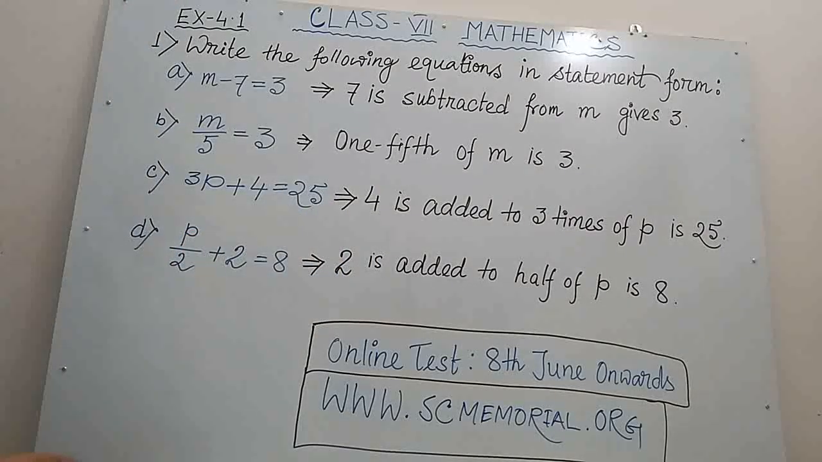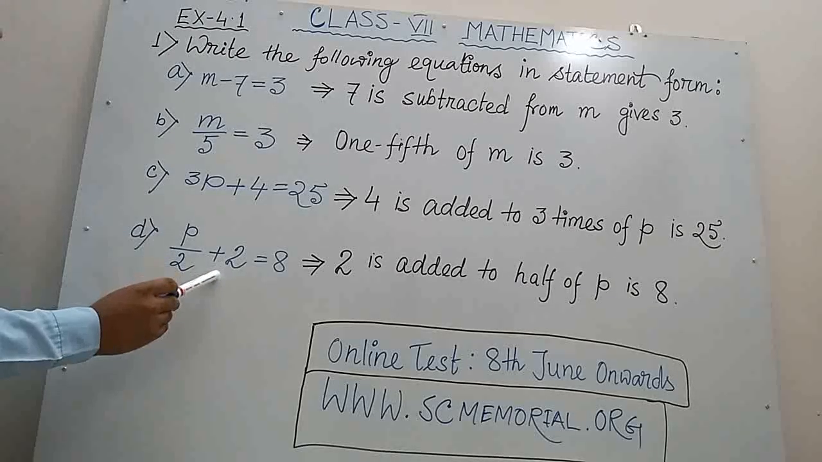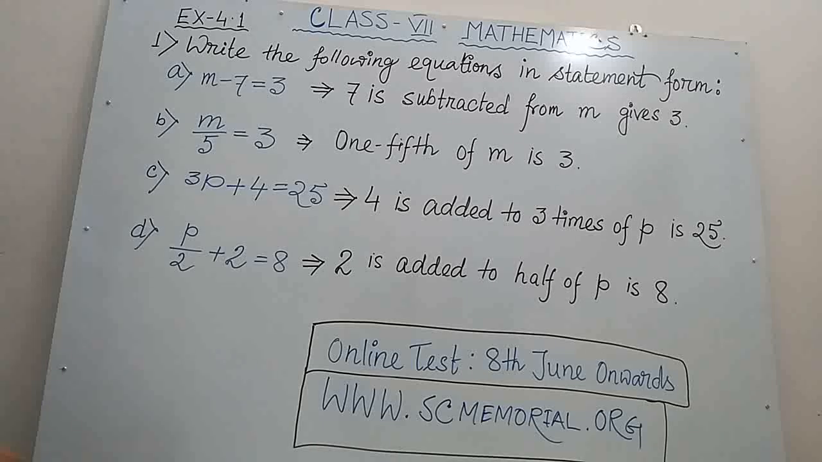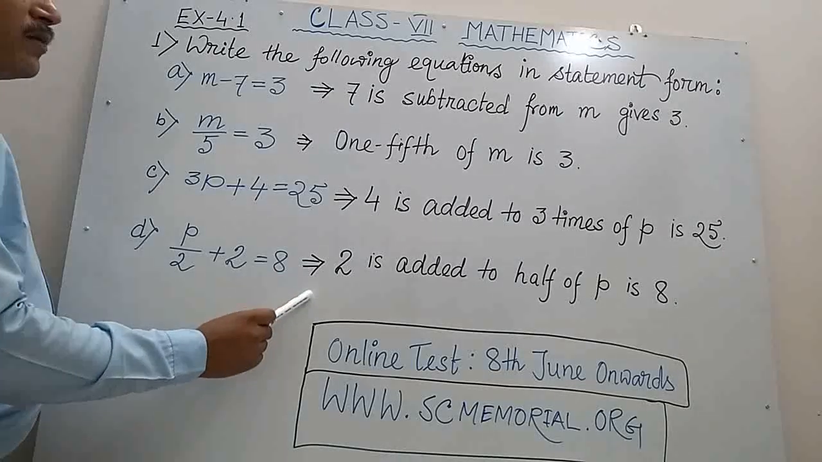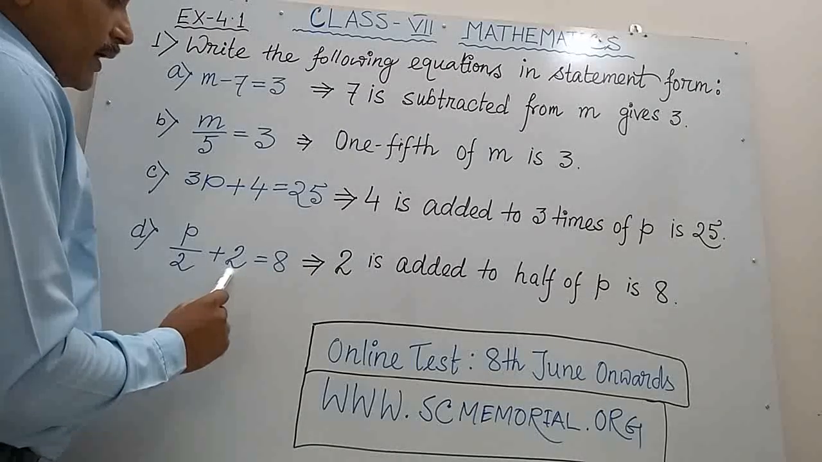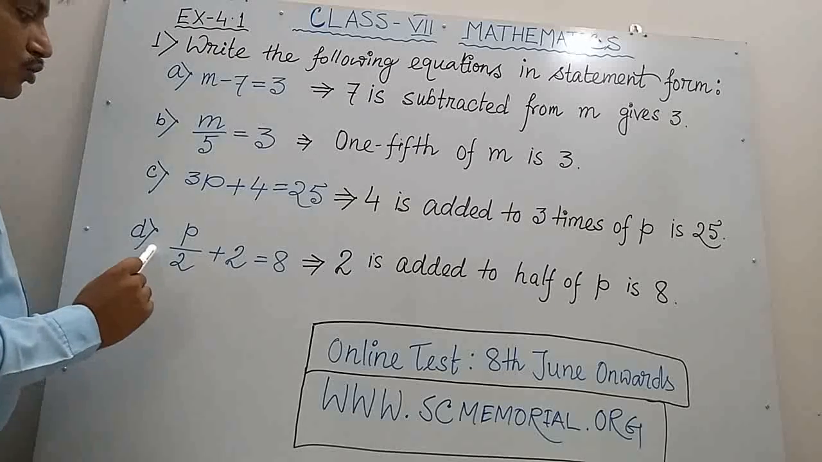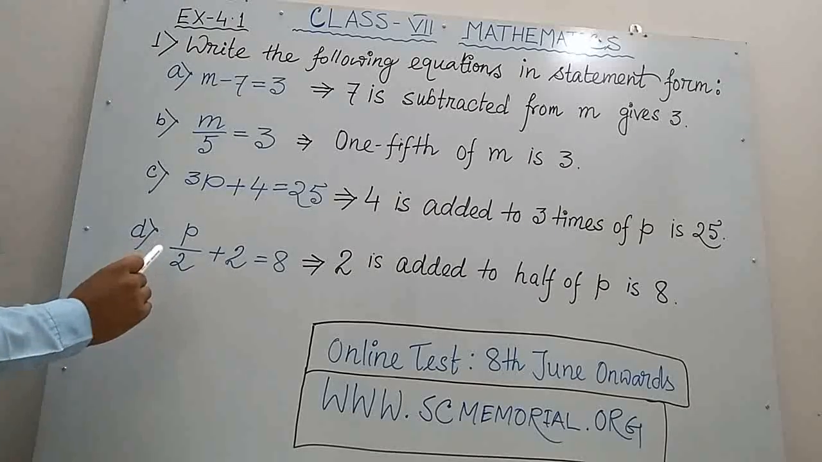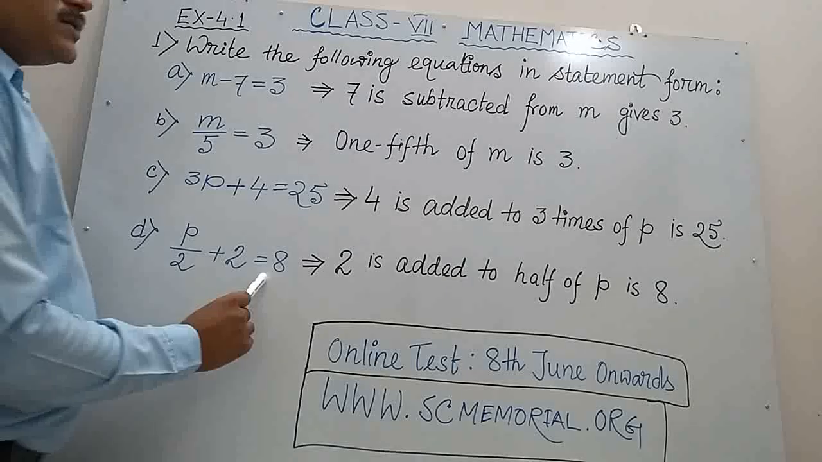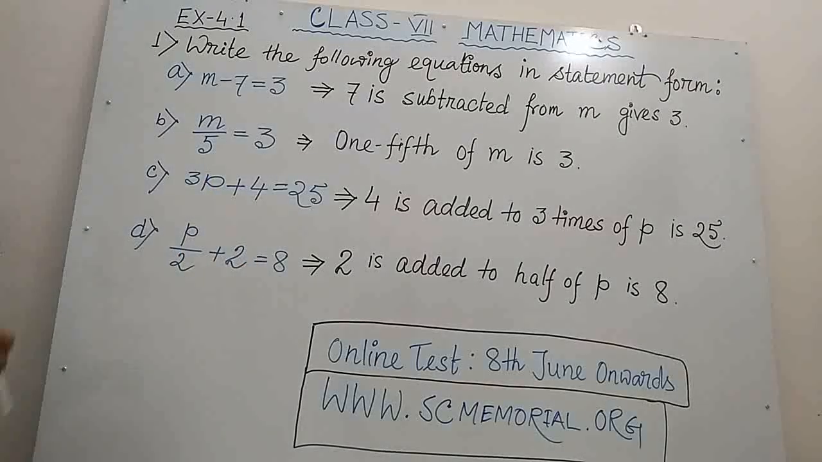Next one, p by 2 plus 2 equals 8. Statement form, 2 is added to half of p is 8. So in this way, we can write the statement form of any given equation.